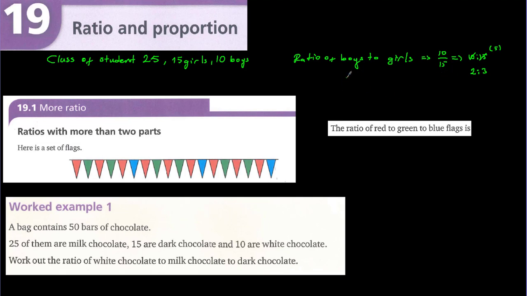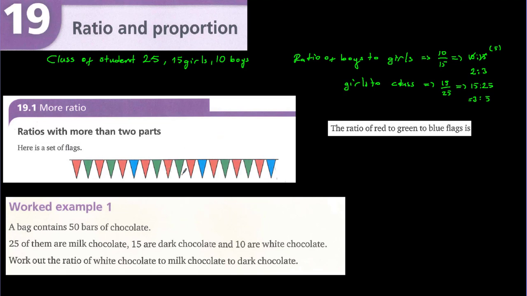And if you want to apply another ratio, like girls to class, it should be 15 divided by 25, and that's also 15 over 25. So here 15 to 25, if you simplify, it's going to be equal to 3 over 5. Okay, let's continue with this subject now.